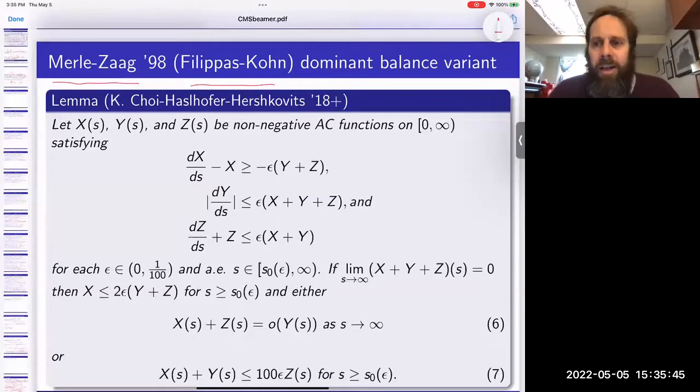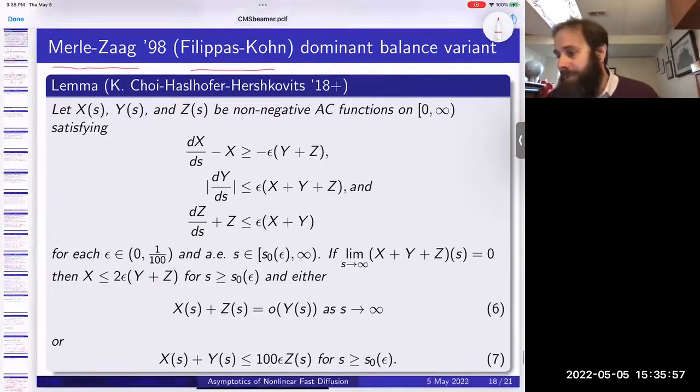And I think of it as being a kind of dominant balance. But we actually need some quantitative refinements of this Merle-Zaag lemma. And the quantitative refinements are mostly due to Kyeongsu Choi and collaborators. So here's one of them.